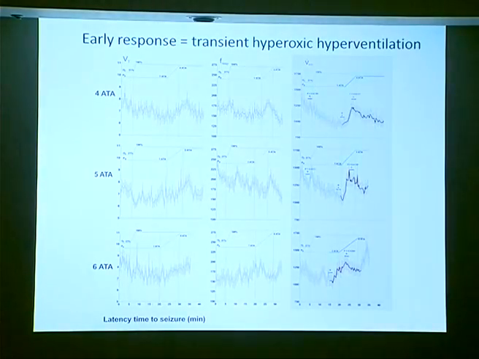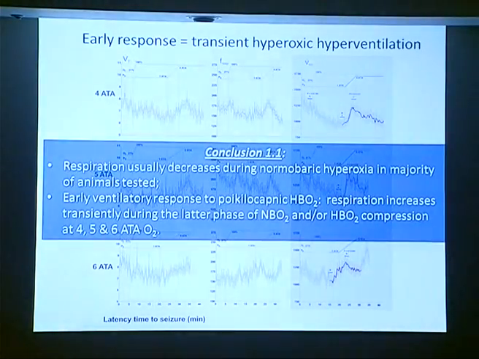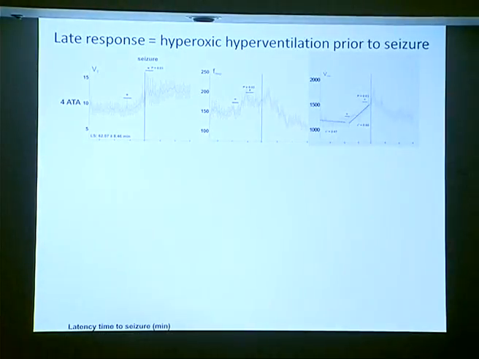So now if we go on further on down, well, summary. Respiration usually decreases during normal baric hyperoxia in the majority of the animals tested. That's that inhibition of the peripheral chemoreceptors. Then there's an early ventilatory stimulation, and eventually that goes away as the animal blows off CO2. Then there's a later response, and this is the one which we think is a physio marker for the onset of seizure. So here's tidal volume, frequency, and minute ventilation.